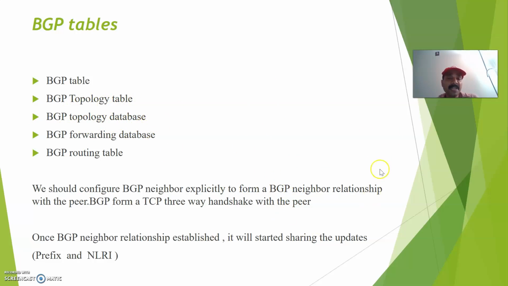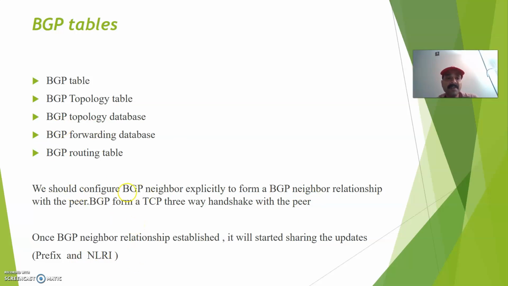Once the BGP neighbor relationship is established, it will start sharing updated information like prefix and NLRI. The prefix is nothing but the networks it is going to advertise to the neighbor, and NLRI is the Network Layer Reachability Information, which we call path attributes.